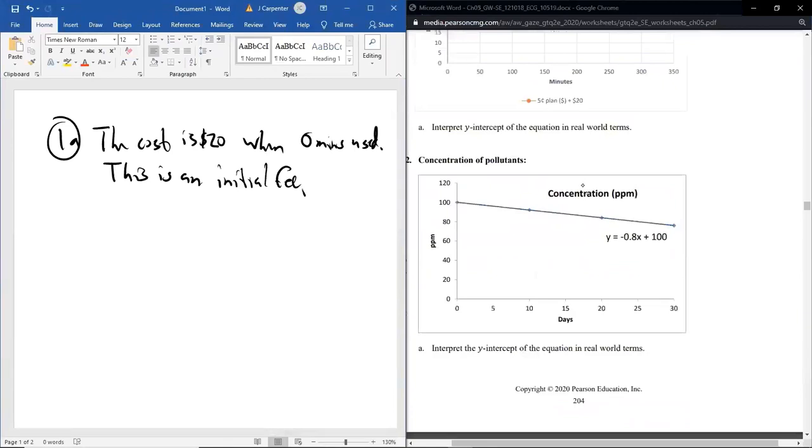All right, second one, concentration of pollutants. And I don't know why they say there's an A and a B or anything like that. It's just A for all of these. So I guess I can just go number 2.